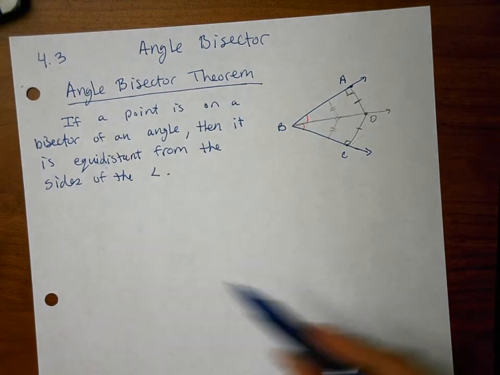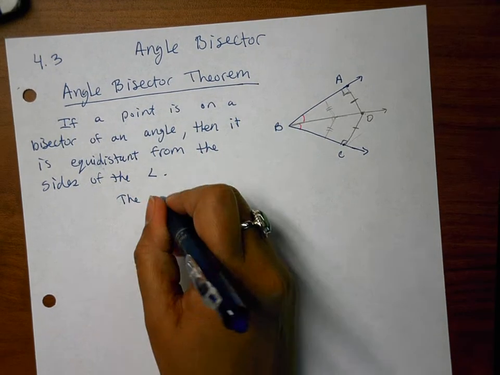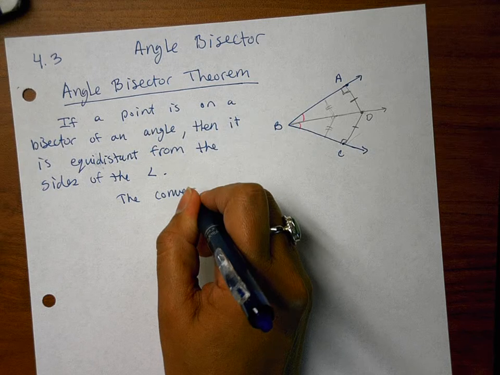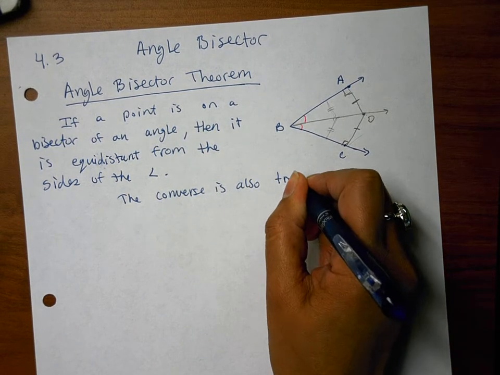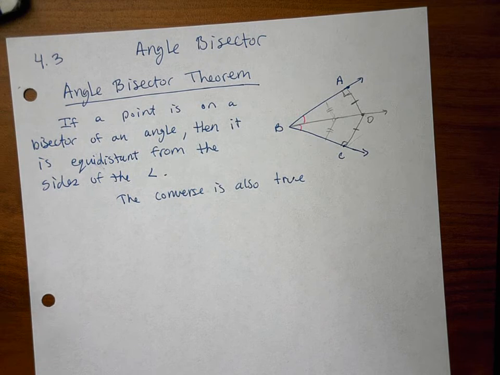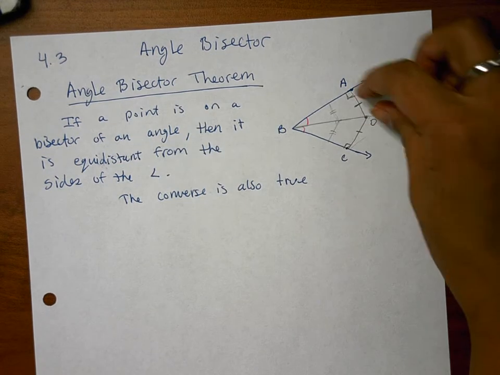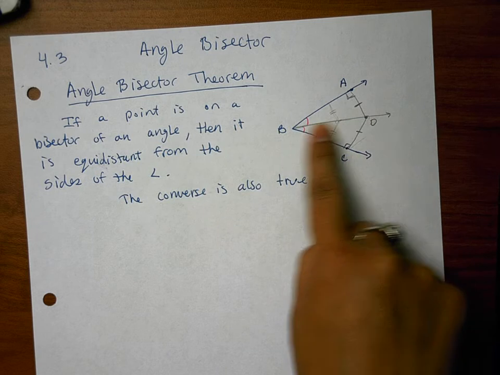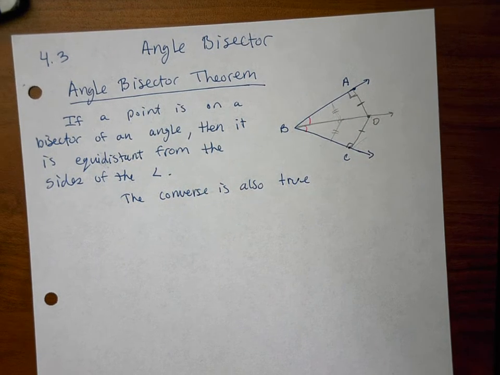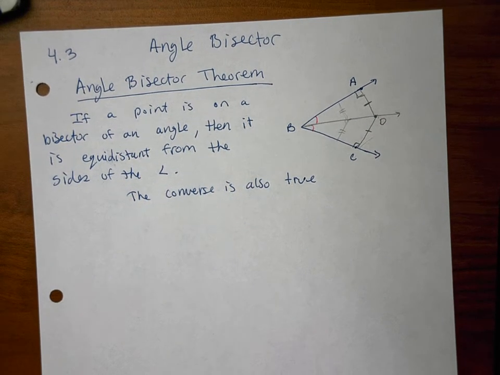Okay, the converse is also true. So if I have a picture like this with these two segments congruent, then I know that this line here is the angle bisector.